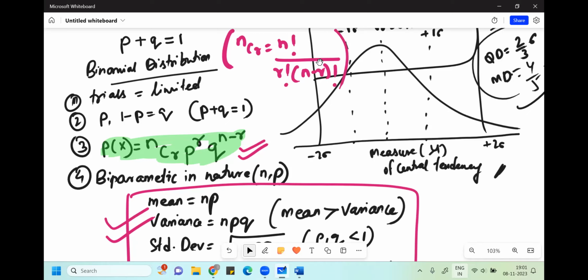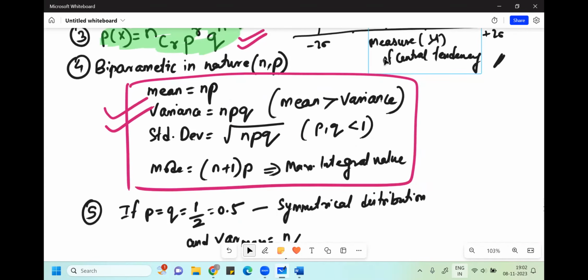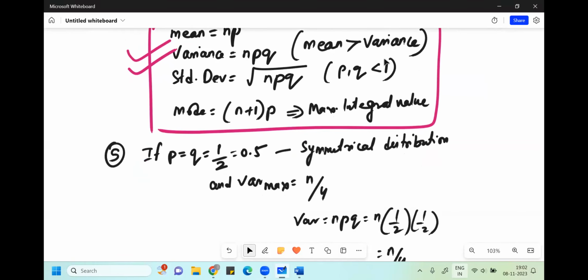Automatically, the other outcome would be a failure, where the probabilities of these outcomes are mutually exclusive and the sum total would be equal to 1. Every time you get an outcome, it would be independent of the previous outcome. The formula of mean is n into p, the formula of variance is n into p into q, the mode would be the integer value of (n plus 1) into p.